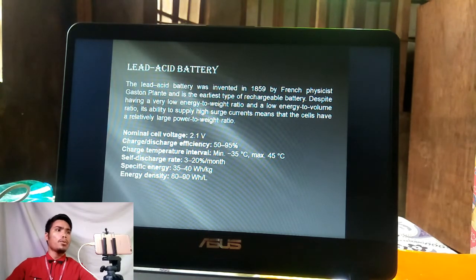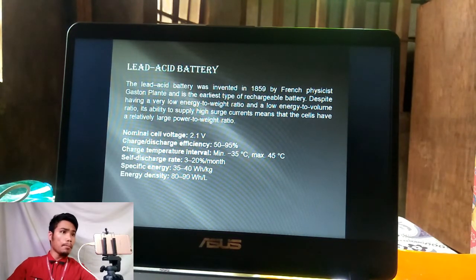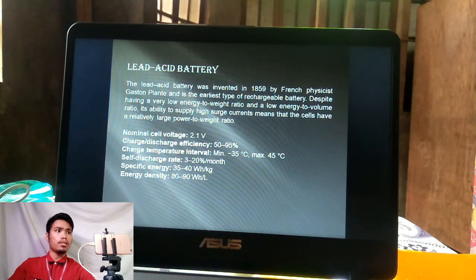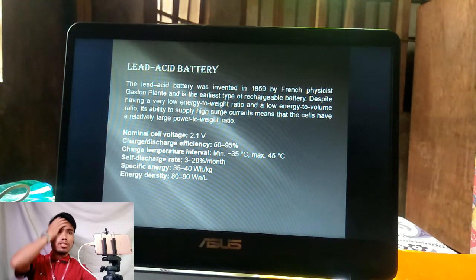Lead acid battery was invented in 1859 by Gaston Planté and is the earliest type of rechargeable battery. Despite having a very low energy-to-weight ratio and low energy-to-volume ratio, its ability to supply high charge current means that the cells have a relatively large power-to-weight ratio.